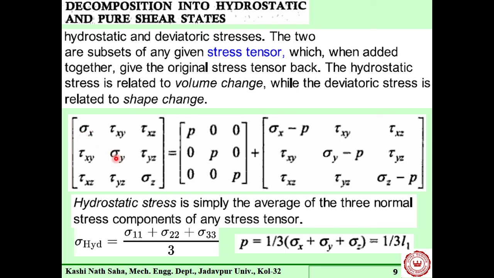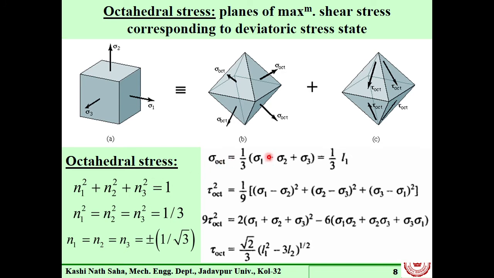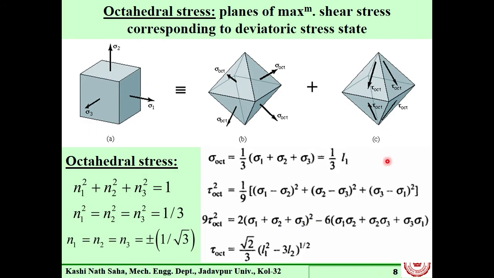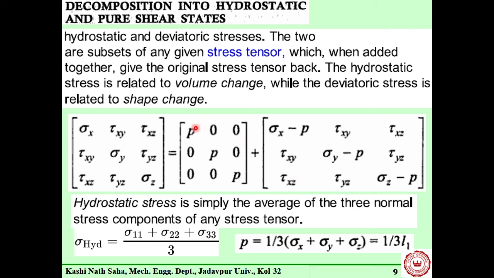Now, you observe another thing. This sigma x plus sigma y plus sigma z is also equal to sigma 1 plus sigma 2 plus sigma 3. Yes, sir. That has to be. We have already seen previously. So, the summation of diagonal terms is our I1. Okay. So, if we take a quantity which is 1/3 of I1 and say this quantity is P, where P is termed as hydrostatic stress. You can say this is equivalent to some hydrostatic pressure. P is 1/3 of this.